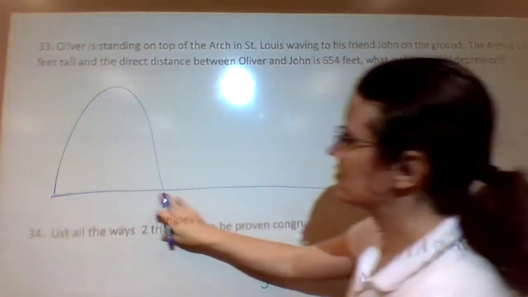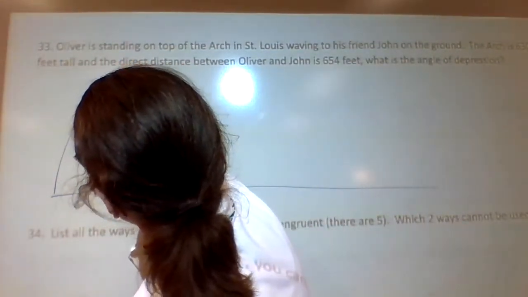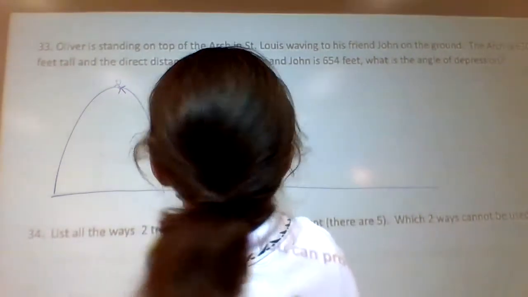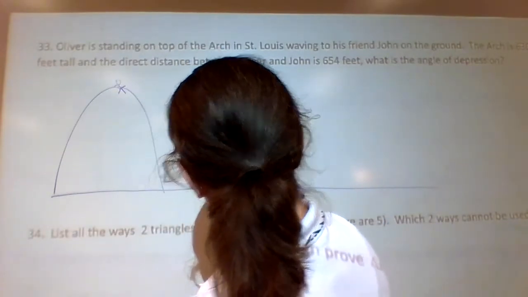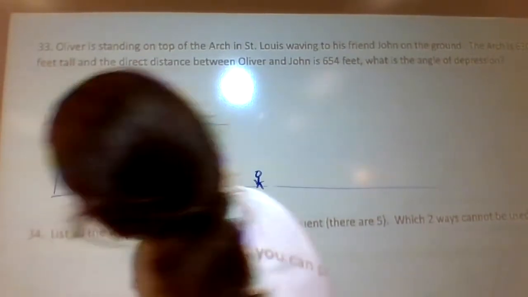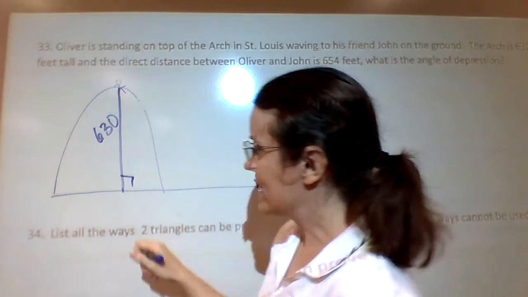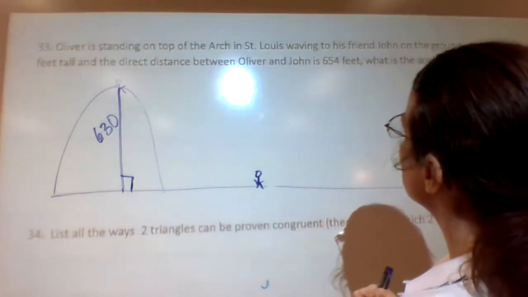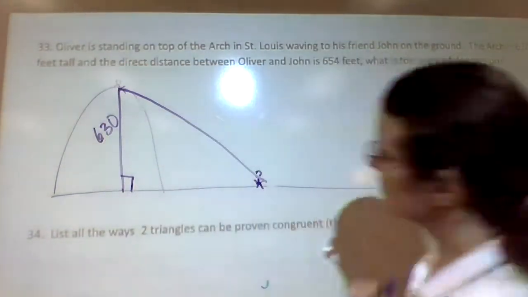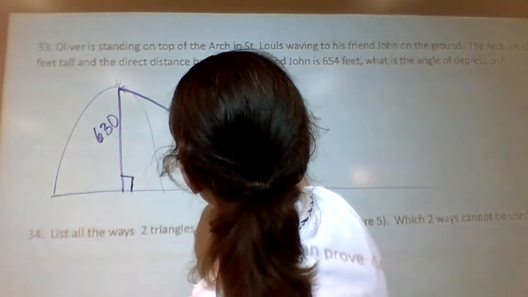And it's got the ground underneath it. And we've got somebody standing at the top of it, because you can actually go inside. There's elevators going up this arch that you can go into. So he's standing on top of it, waving to his friend over here. Hey, buddy. The arch is 630 feet tall. And remember, we always measure altitude at a right angle. So I know I'm building a right triangle here. So I've got 630 feet. And the direct distance between Oliver and John is 654. Who knows how they know it? But we just know that it's 654 feet.